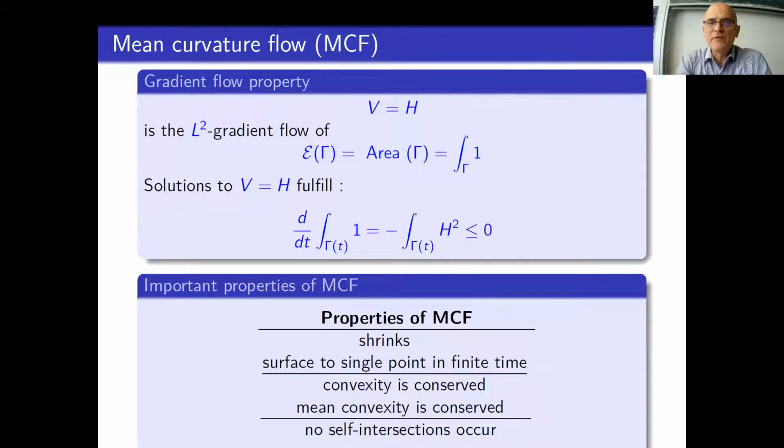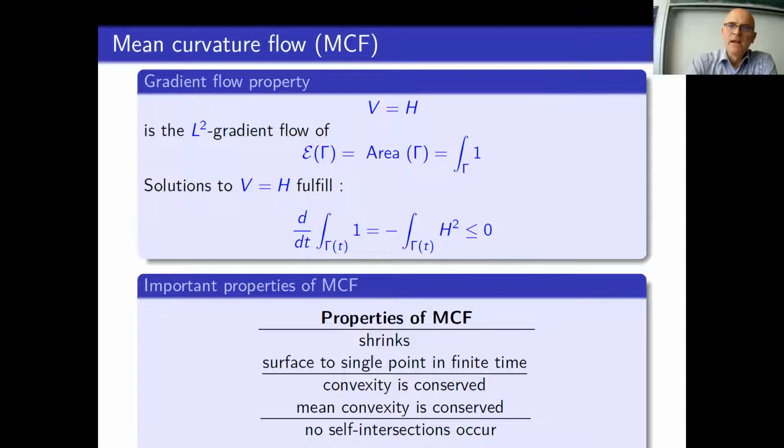So the mean curvature flow has a gradient flow property. This was also mentioned during this week. So again, v equals H is the evolution law, and this can be understood as an L2 gradient flow of the area functional. You just integrate the function 1, you could say, on the surface. This gives the area. And you can easily compute by using some transport theorem that the time derivative of the total surface area can only decrease in time.